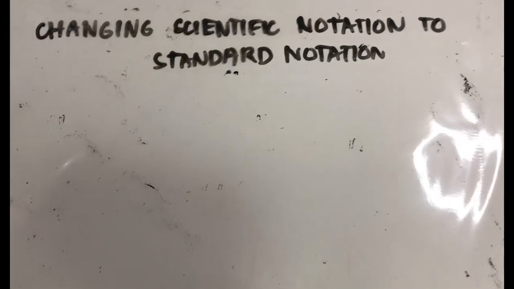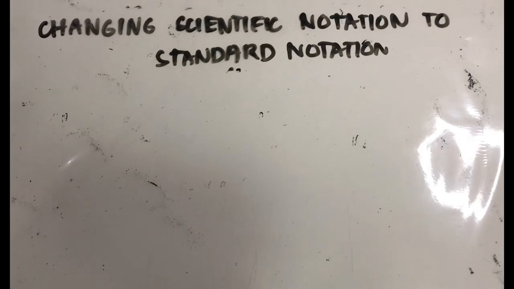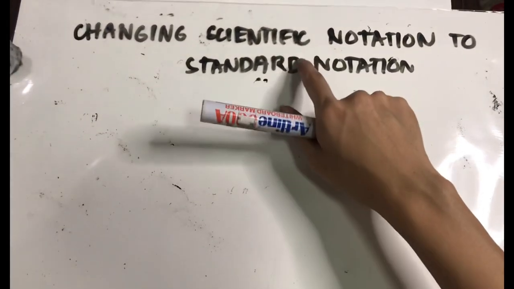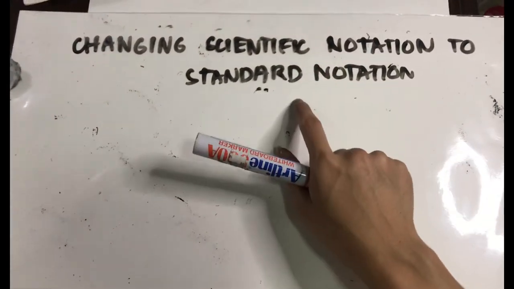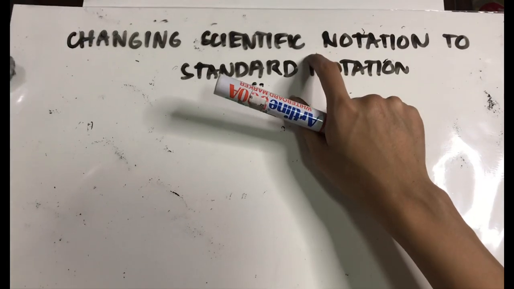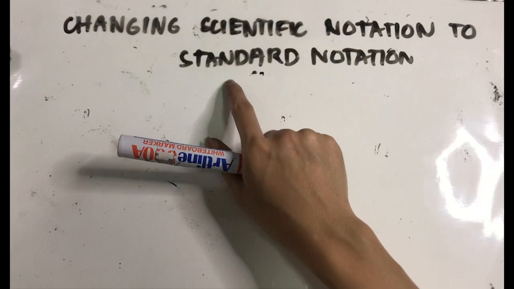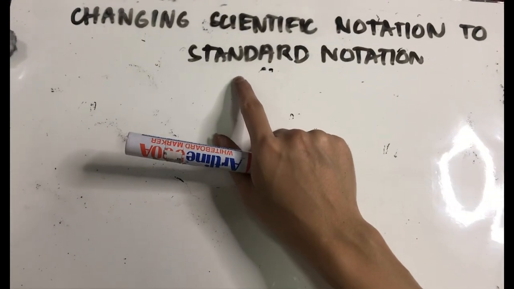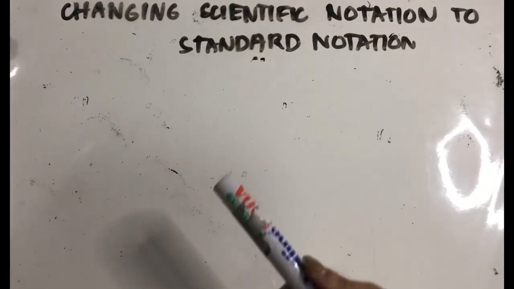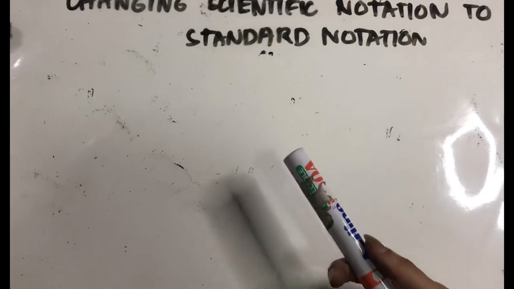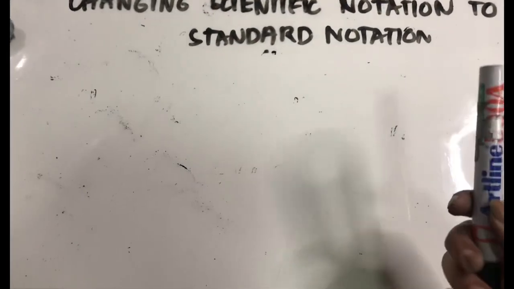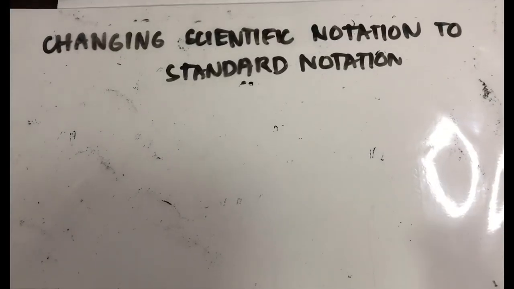Okay, next, we have to change scientific notation to standard notation. What is the difference between scientific notation and standard notation? Scientific notation uses numbers with a power of 10. Standard notation are those decimal notations we normally use, like for example 1.1, 0.3, and so on and so forth. So let us have an example.